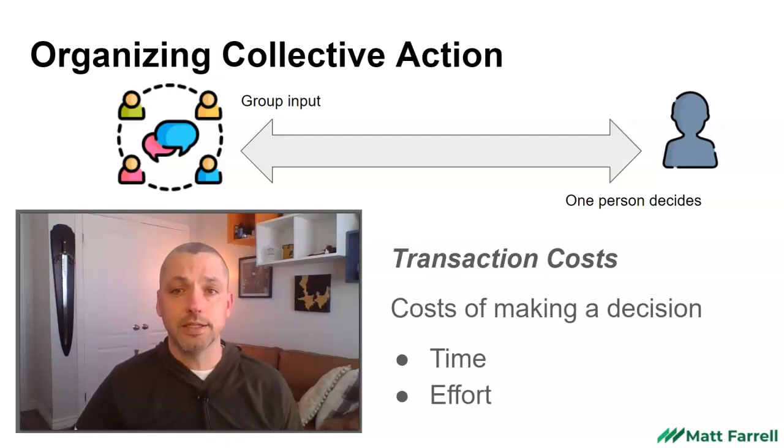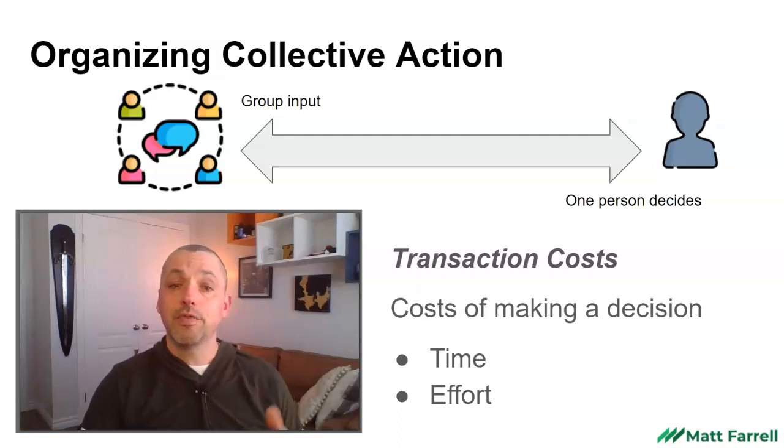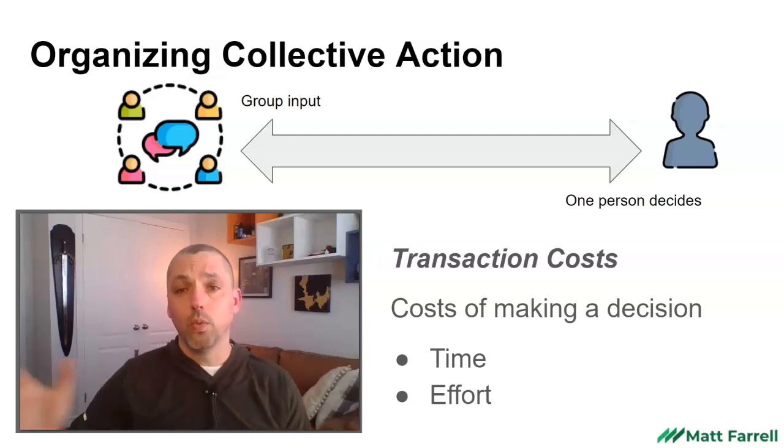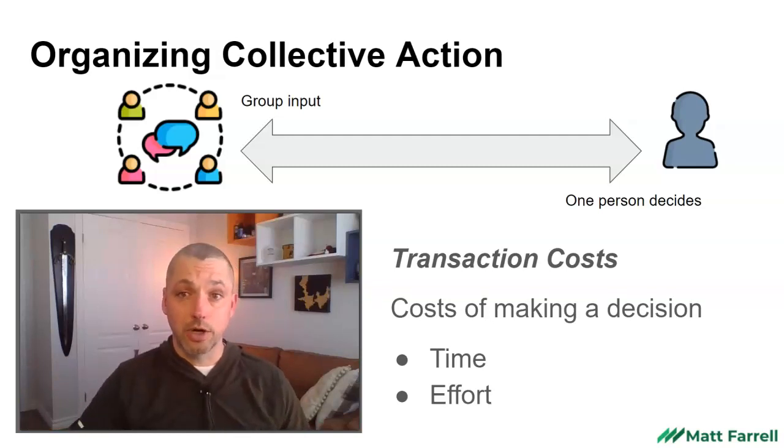The costs of making a decision. How much time does it take? How much effort to get everybody involved, to solicit the input, and to come to a conclusion? When one person decides, that's a relatively easy thing to do. The transaction costs are low. Not much time, not much effort. One person decides, that's it. Everyone in the group has to do it. However, if you want to solicit group input, it might take more time and more effort to solicit everyone's opinion in trying to determine which restaurant you're going to go to. So that is increased transaction costs. And you can imagine, the larger the group, the more transaction costs would be associated with taking that group input.